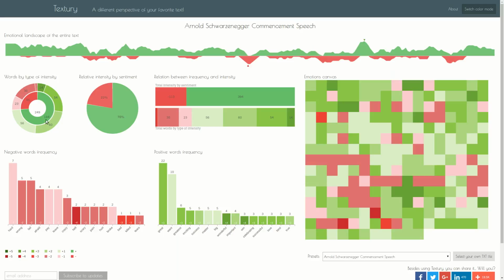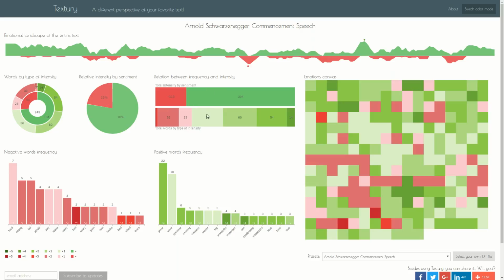How many words are used in the entire text? Positive words are used 184 times, and we have +1, 56, and so on. And we have negative words 23, 38, 2, and 2. This chart represents the relative intensity by sentiment. So all these words, with all their intensities, make up 78% positive and 22% negative intensity in the entire text.